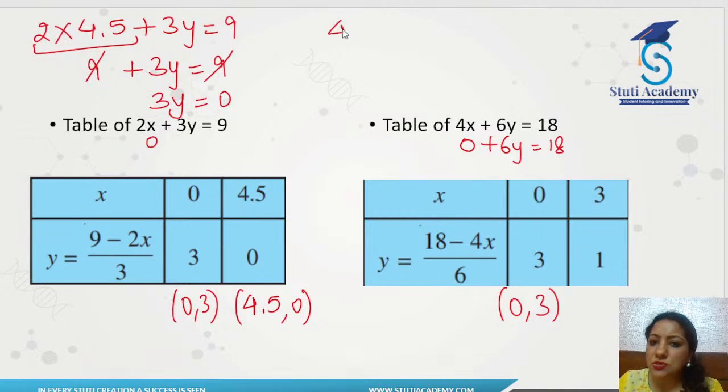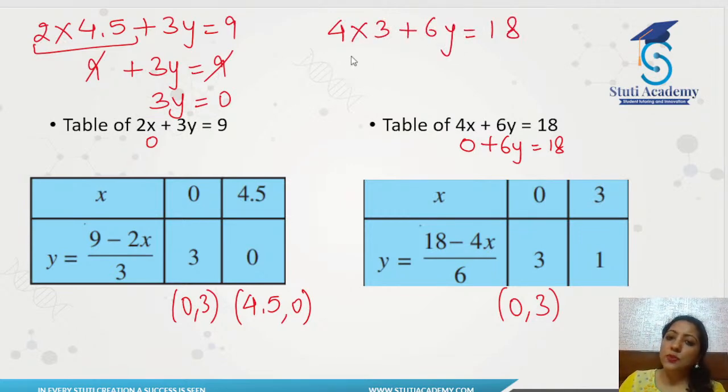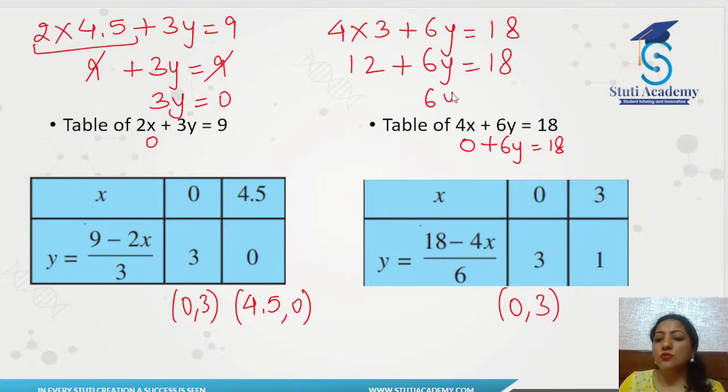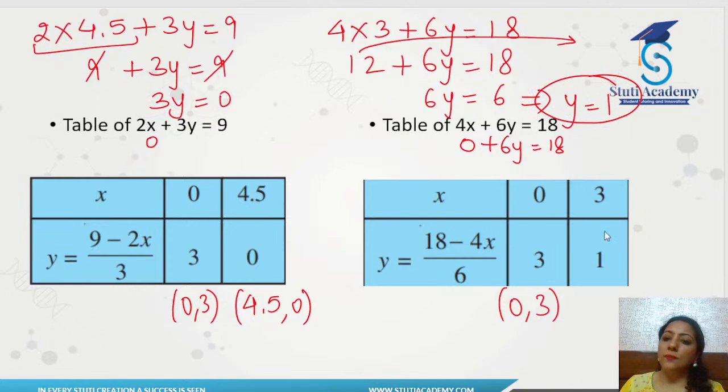If you take x as 3, you will get 4 into 3 plus 6y is equal to 18. This will give you 12 plus 6y is equal to 18. And this will give you 6y is equal to 6. 12 will go on the other side. It will get subtracted. You will get 18 minus 12, that is 6. Now this is going to give you y is equal to 1. Y is 1 here. So that's another solution. We have 3, 1 here.